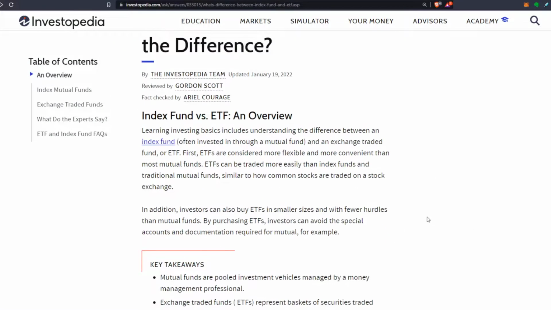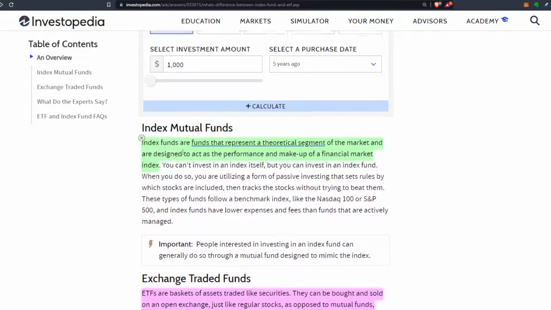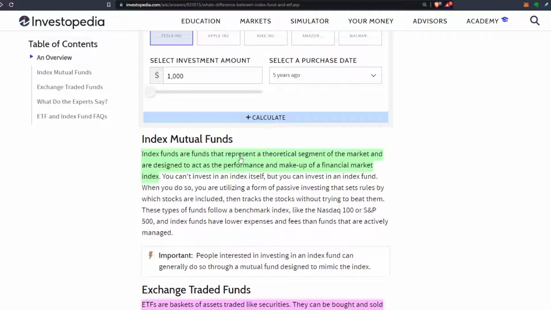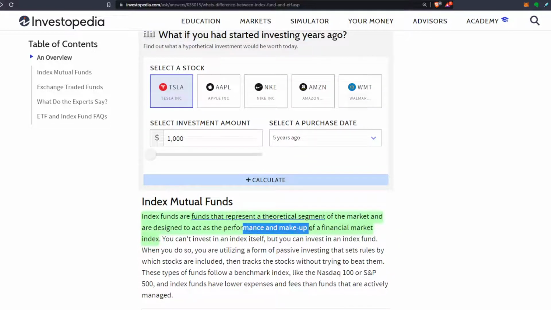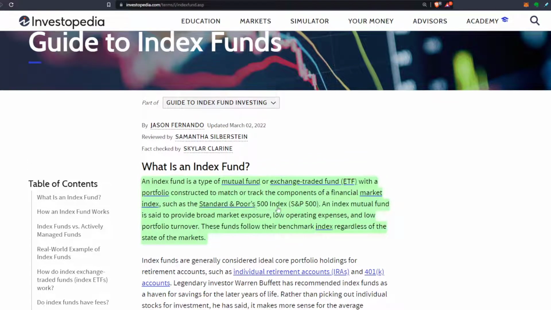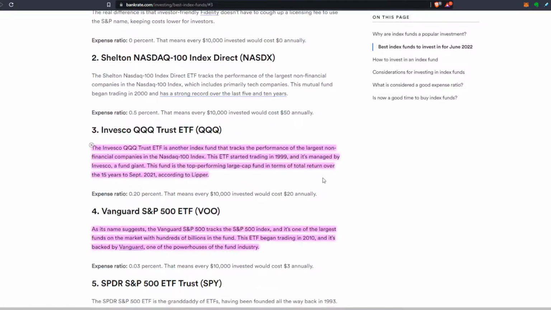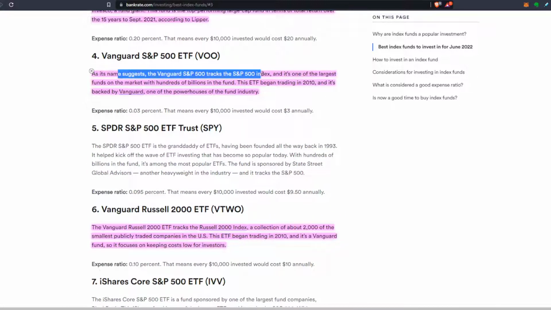Now, a few of you guys actually asked me this a couple of times, so let's talk about index funds first. Index mutual funds, guys, are funds that represent a theoretical segment of the market and are designed to act as a performance and makeup of the financial market index. Now, this is a very complex form of saying that they track a very specific index in the market. So let's say Standard & Poor's 500 index, which is the S&P 500. So what does this index fund do? It tracks the top 500 companies in the US, and that's the aim of the S&P 500 index. That's it. That's all it does.